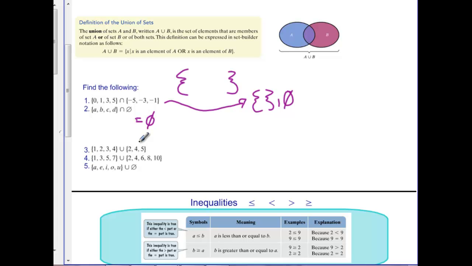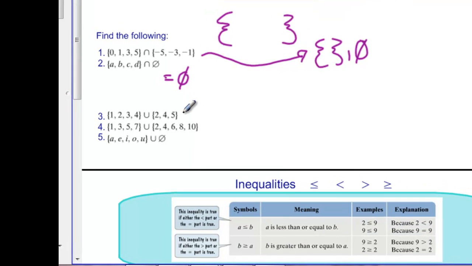Let's do number 3. So the union of 1, 2, 3, 4 and the set 2, 4, 5. Yeah. And you guys already did what I was thinking I might trick you on. You do not repeat the elements. So once it's in there one time, it counts. We know it's in there.